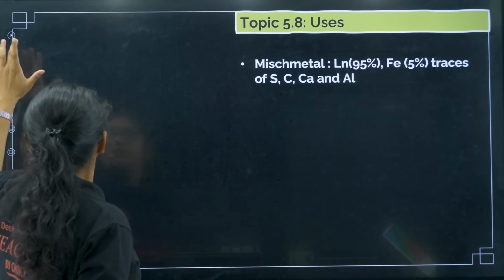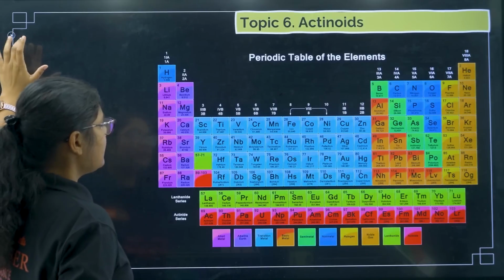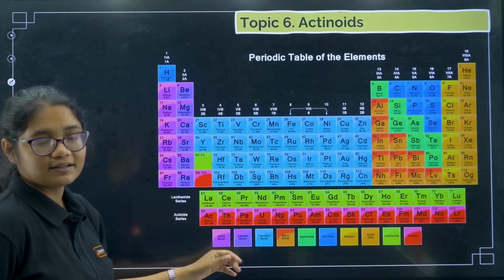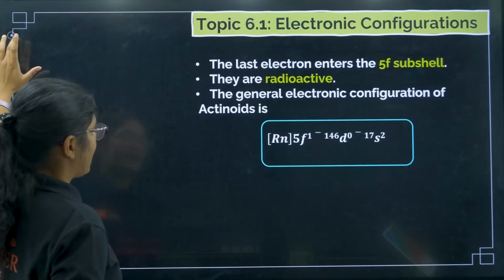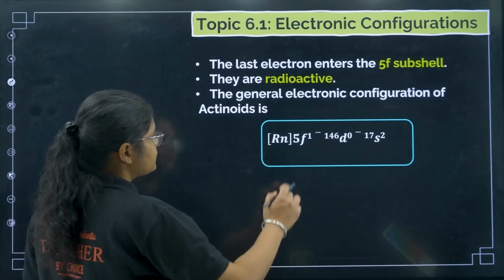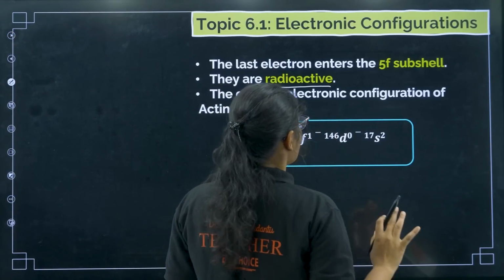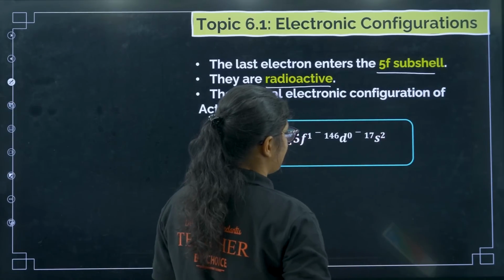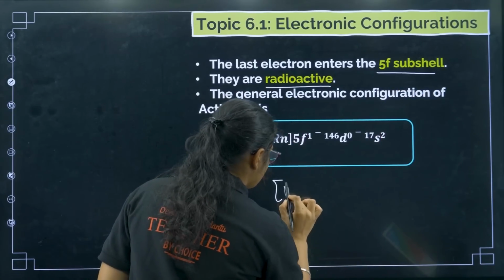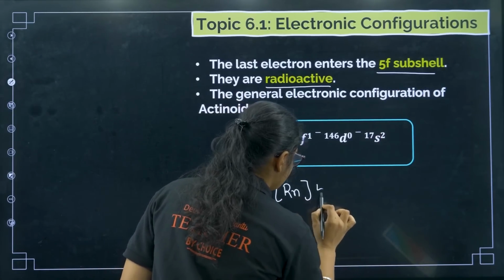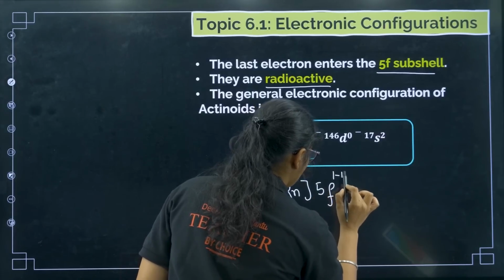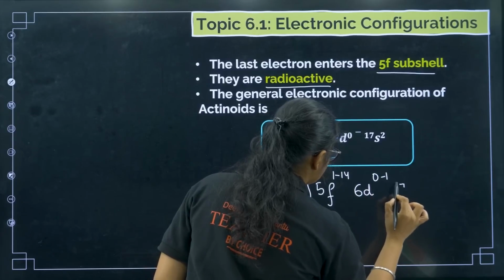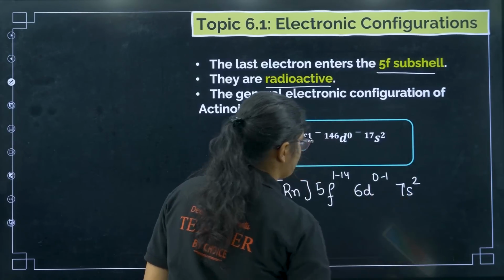Okay, fine. Next, actinoids. Already I have shown you where the lanthanides are. The next series below that is your actinoids, and they have a general electronic configuration. In actinoids, almost all the elements are radioactive. The last electron enters the 5f shell. So what is the electronic configuration here? You have 5f 1 to 14, 6d 0 to 1 and 7s2.